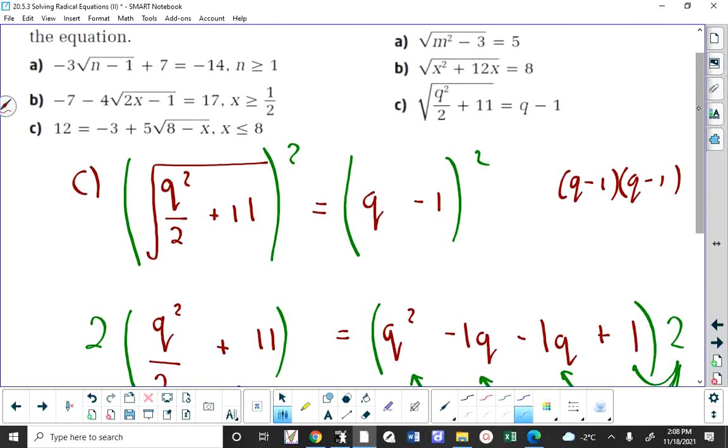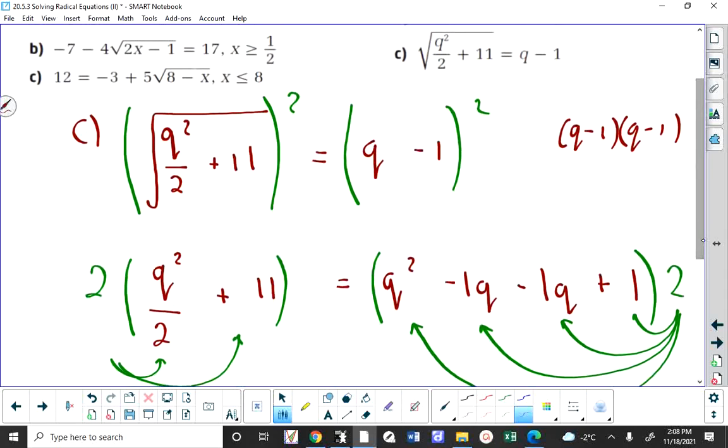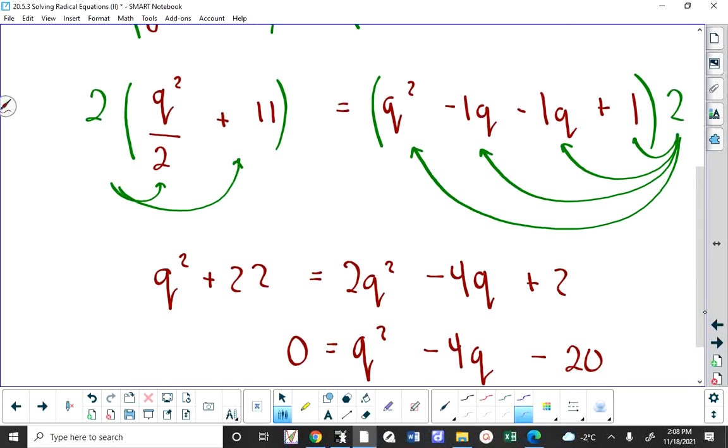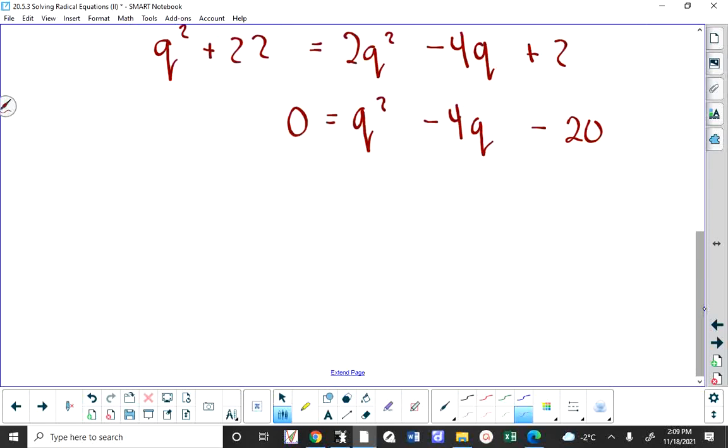Yep. When I square the radical, it becomes q squared over 2 plus 11. And when I square q minus 1, it becomes q squared minus 2q plus 1. I multiply everything by 2. I get q squared plus 22, and 2q squared on the other side, negative 4q. I don't see that I've done anything wrong. Looks good. So subtract q squared, subtract 22. That's what it is. It is what it is, which I know is a very dismissive thing to say sometimes, but it's just the way it is.